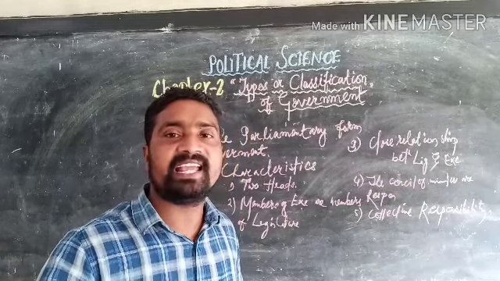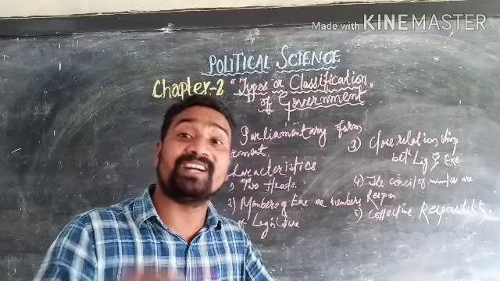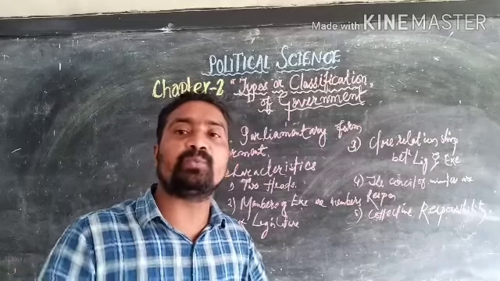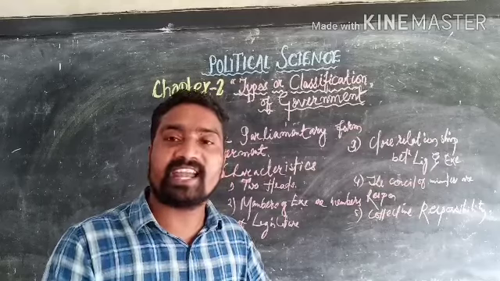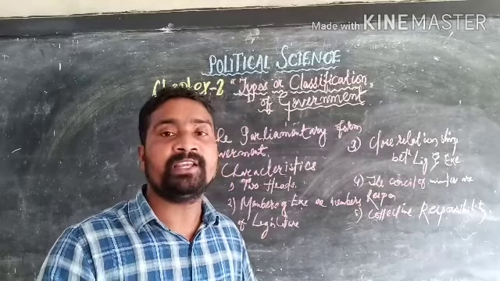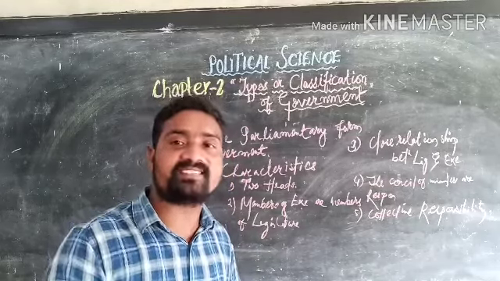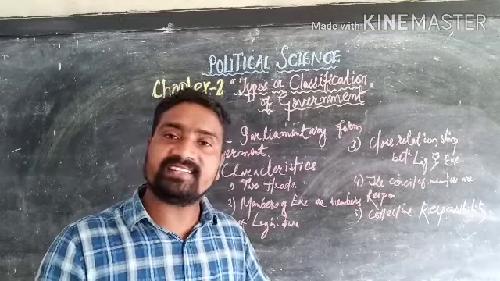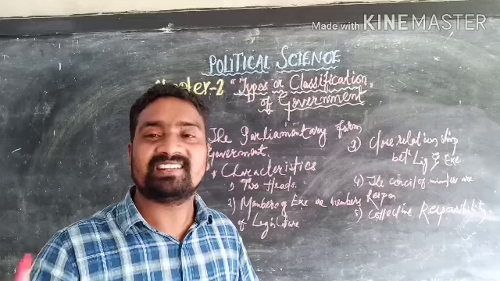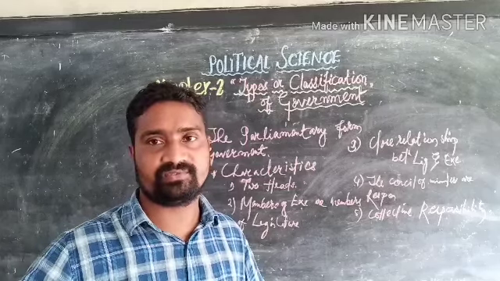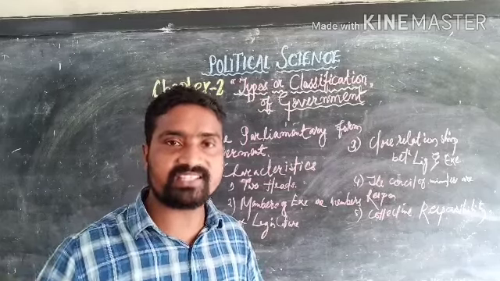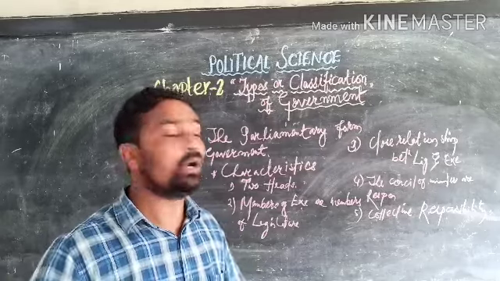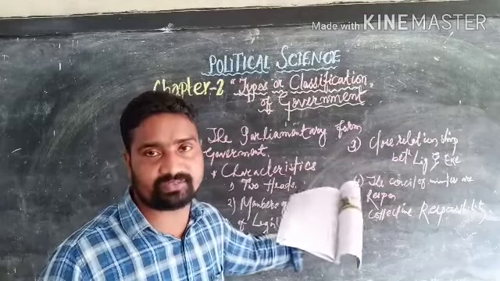So what happens if they work against the will and wish or against the interest of the common people? The common people are subjected to suffering. They can't change the government till the next election comes. Is it clear? So this is also another defect of the parliamentary form of government.